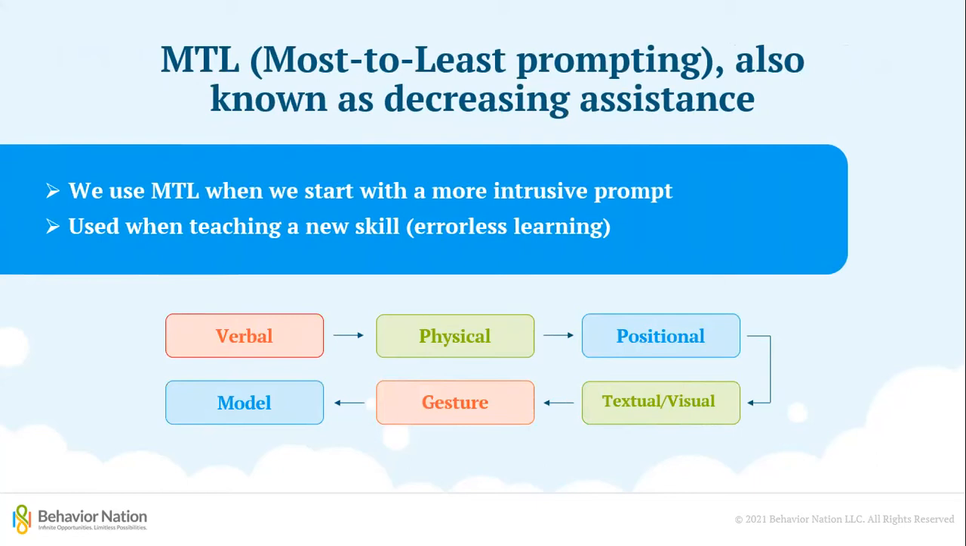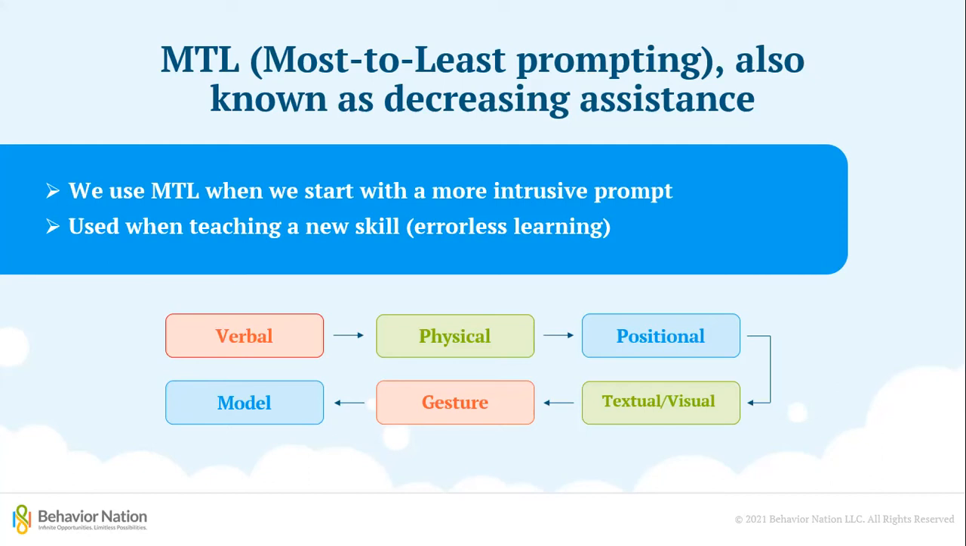The order of these prompts are verbal to physical to positional to textual and or visual to then a gesture and lastly a model prompt. If we're teaching a child to touch red and the client needs prompting, we can physically prompt 3 times and then move to a gesture prompt, and lastly have the individual independently perform the skill of touching red. This is the opposite of least to most prompting.